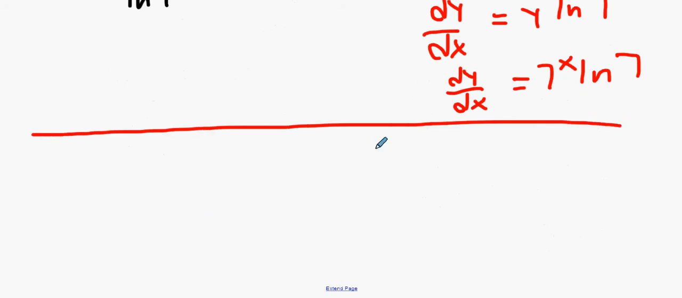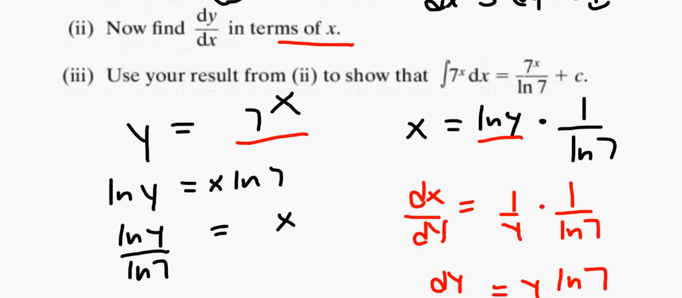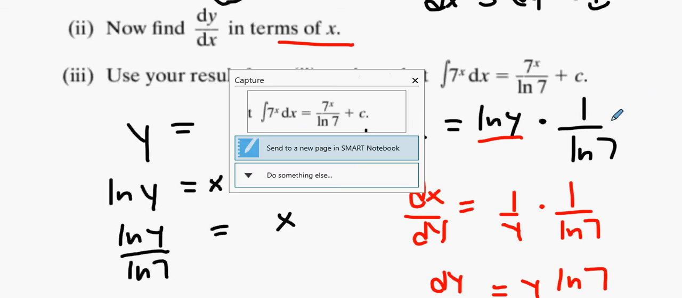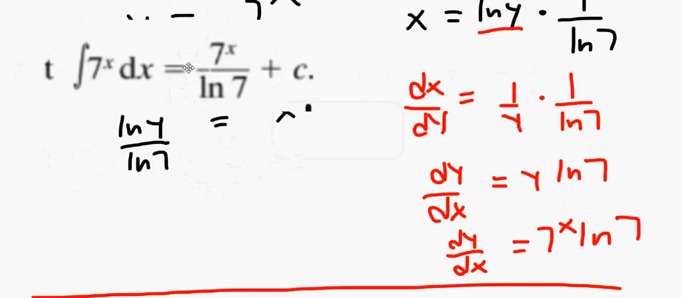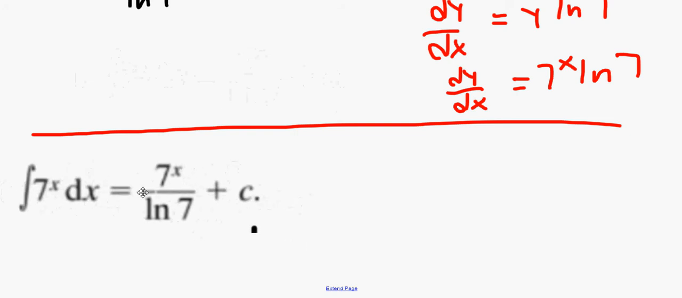Now, next thing it's going to ask me is show that the integral, so I'll bring this down with me. Show that the integral of 7 to the power of x dx is 7 to the power of x over ln 7 plus c. Alright? So show this here. Ready for this? Here's what we're going to do. We're going to bring over the dx to the other side, so we're going to get dy equals 7 to the power of x ln 7 dx. Then you integrate both sides.